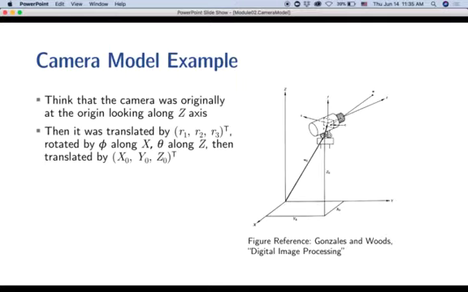Okay. So I'll give you an example. That's what we did last time. I'll give you an example of how we use the camera model. Okay. So we want to see how we set up the camera model. So I want to set up a camera model for this scenario, which is a typical surveillance system scenario.